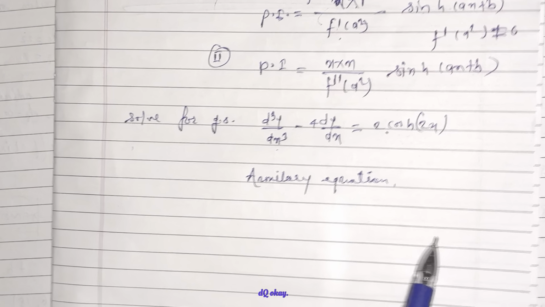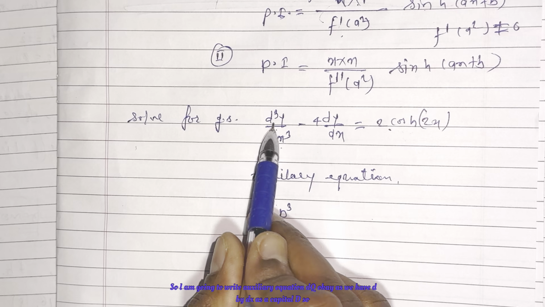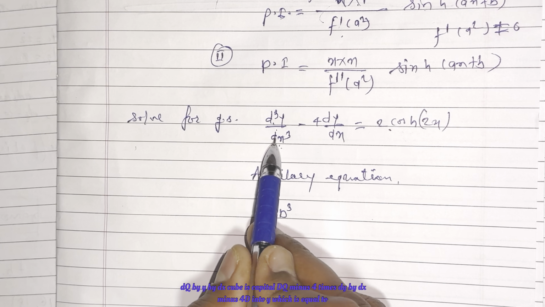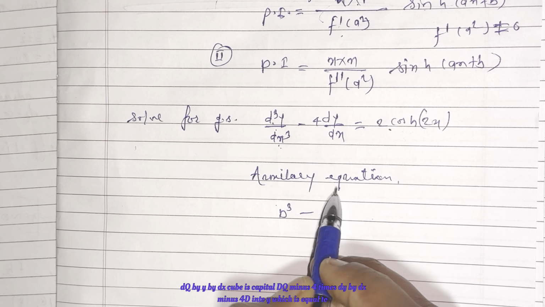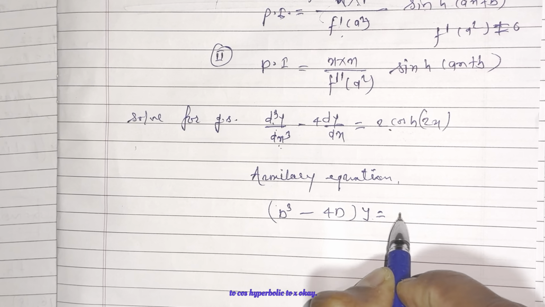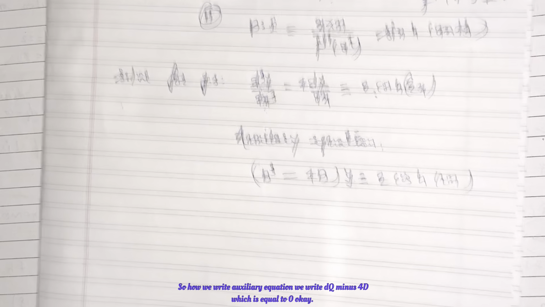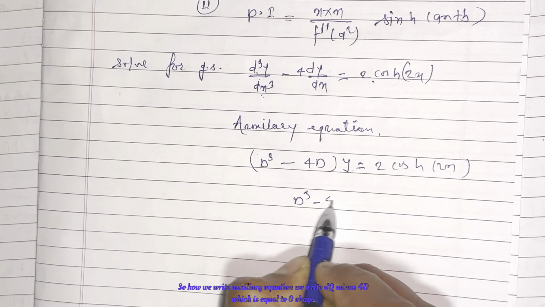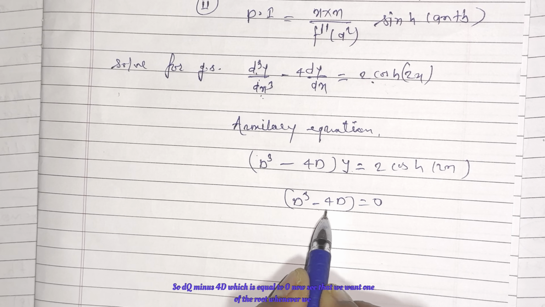I'm going to write the auxiliary equation. As we have d by dx as capital D, d cube y by dx cube is capital D cube, minus 4 times dy by dx, minus 4D into y, which is equal to 2 cos hyperbolic 2x. So how do we write the auxiliary equation? We write D cube minus 4D, which is equal to 0.